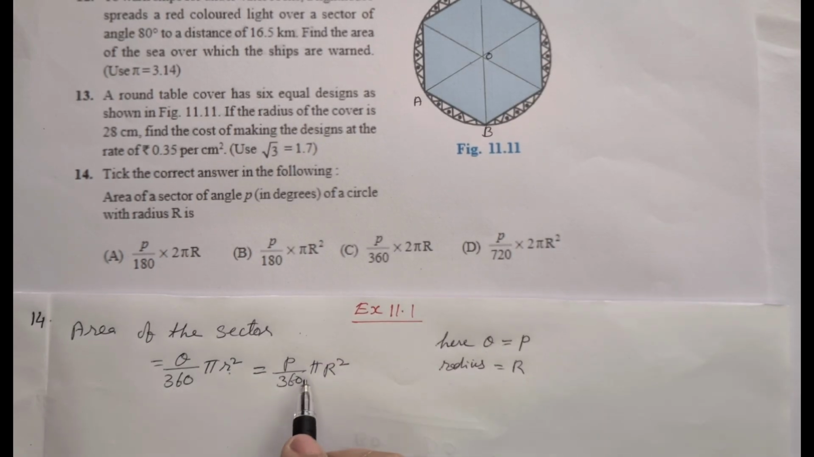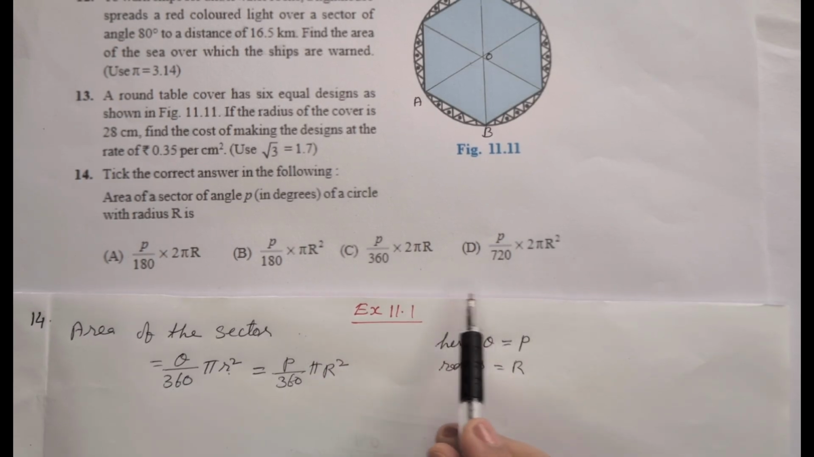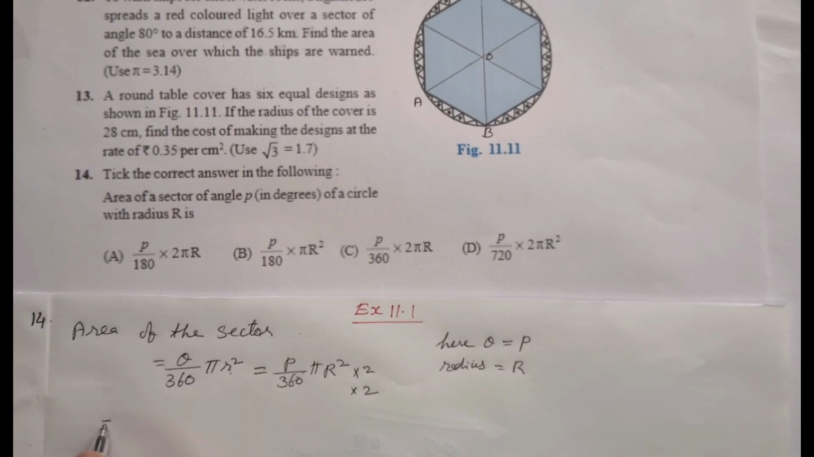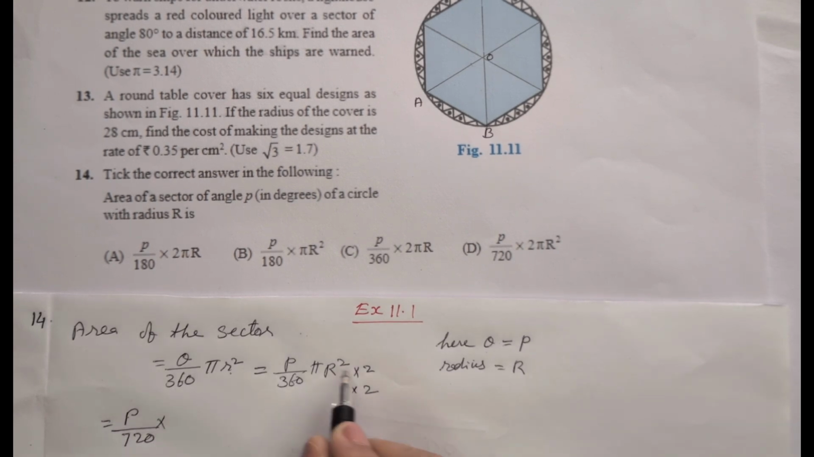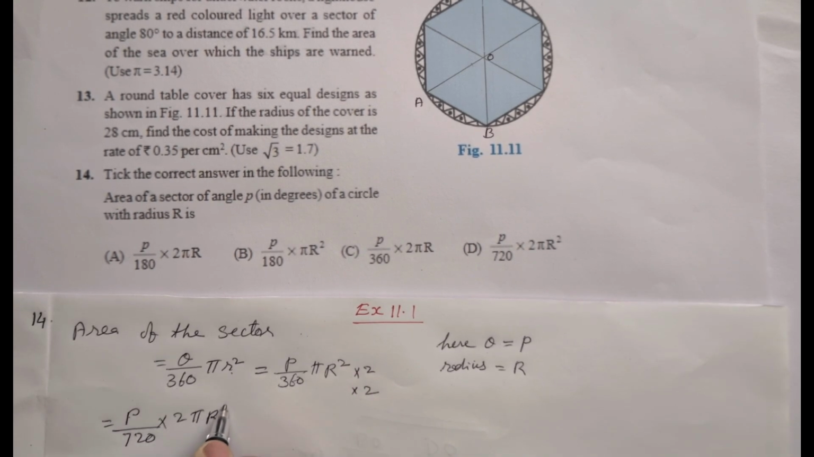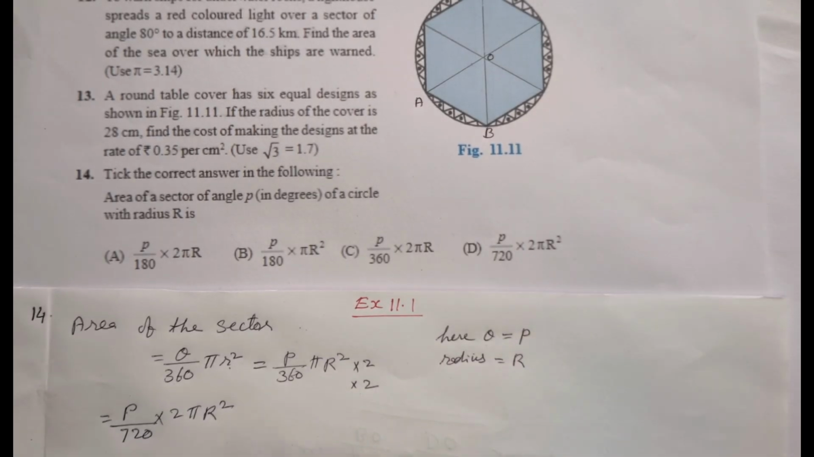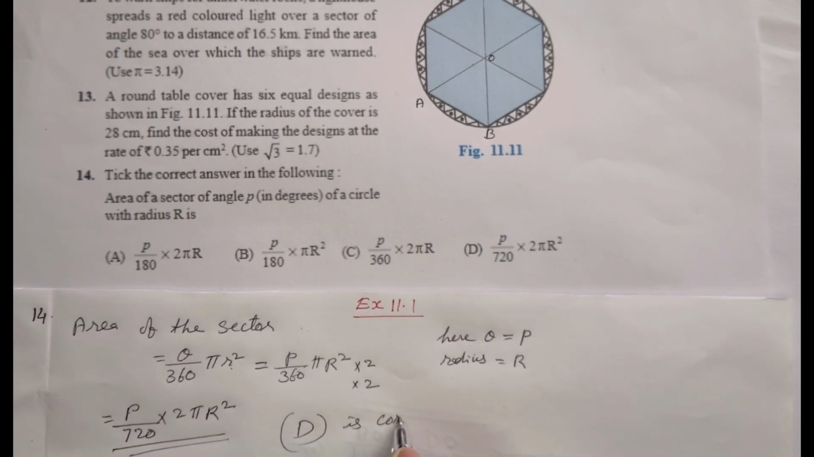Now here we are getting P pi R square by 360, but it's not matching any option. So multiply up and down by 2. So we will get P by 360 into 2, that is 720, into numerator 2 pi R square. So P by 720 into 2 pi R square. That means option D is correct.